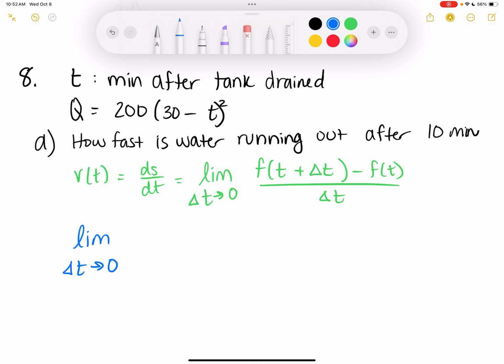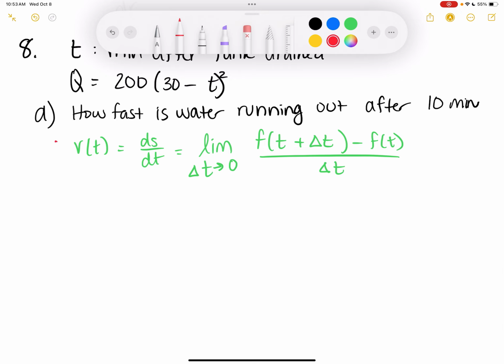Oh, actually, I don't need this until part B. Hold on. Scratch that. I need this for part B. I'm looking at the wrong thing. For how fast the water's running out after 10 minutes, I'm just going to take the derivative. I mean, this is for during the first 10 minutes, which is what the second part is asking. What is the average rate at which the water flows out during the first 10 minutes? This is what I'm going to need for that. So hold on. That's going to end up being used for part B.